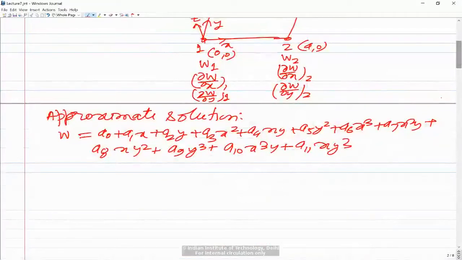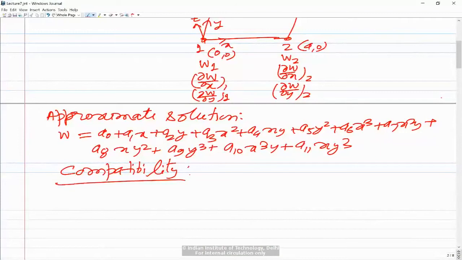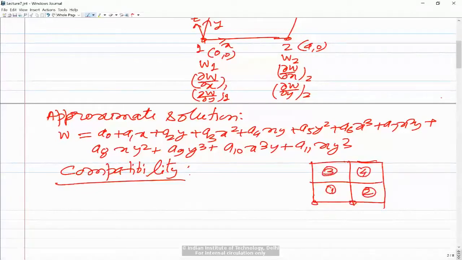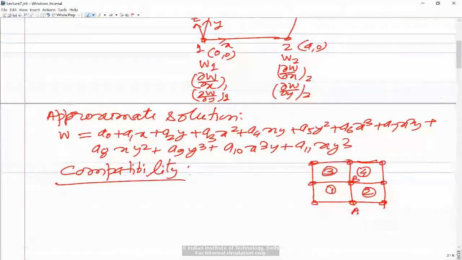Now we wanted to check compatibility. Let us see whether this element is compatible or incompatible. To check that, we consider the assembly of elements. Let me take a simple case, an assembly of two elements: element 1, element 2, with nodes 1, 2, 3 and 4. Let us take the common boundary AB, which is common between elements 1 and 2.